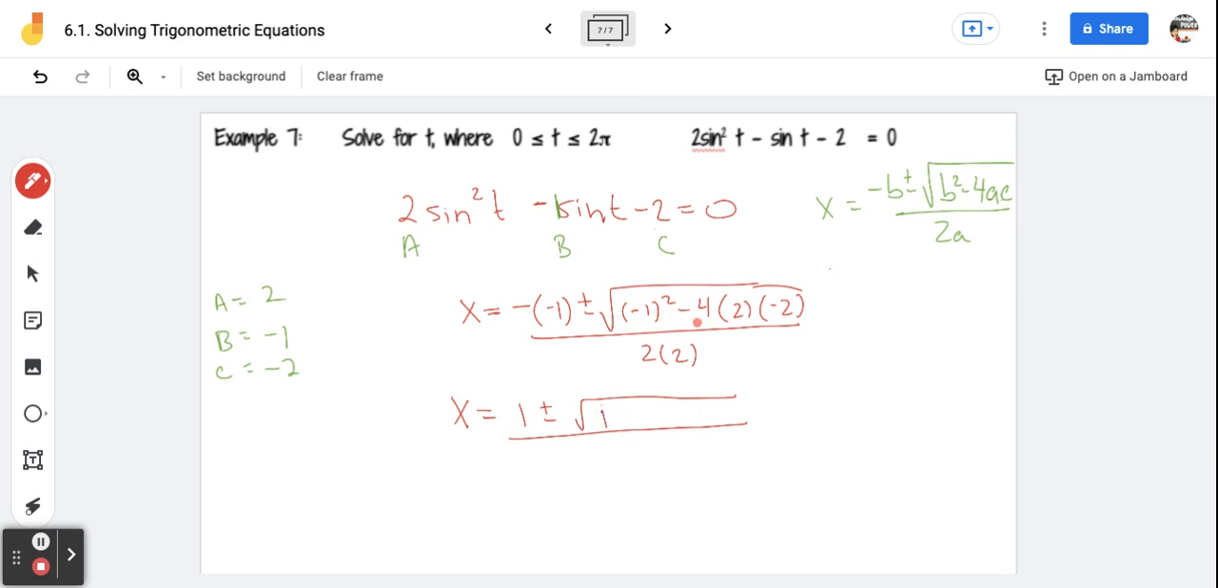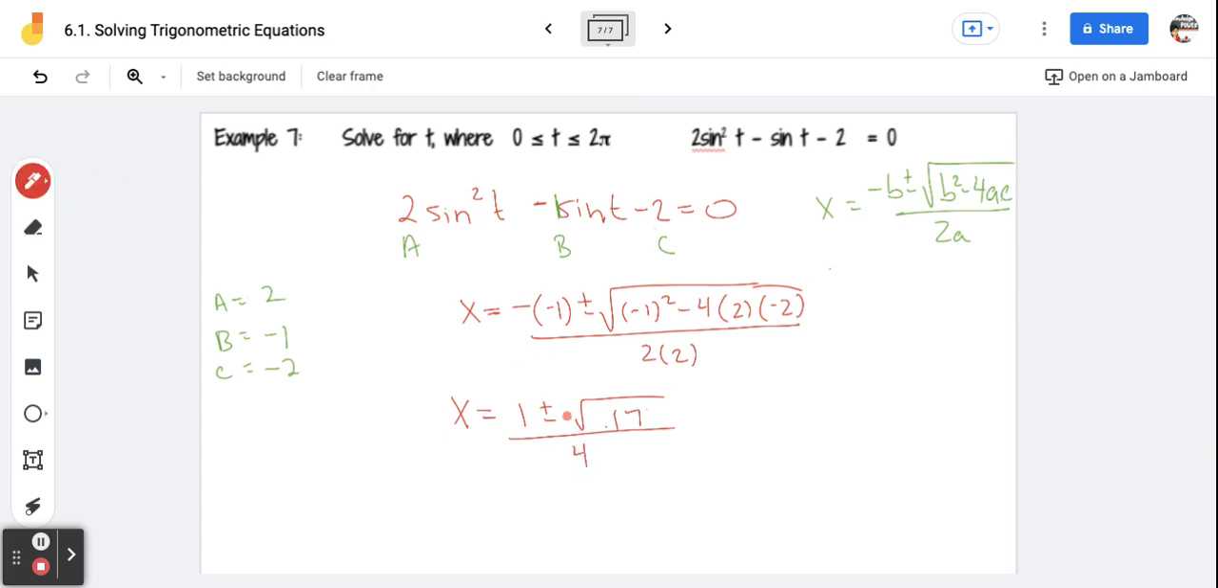So I'm going to go ahead and write it down. And this is going to be -4 times 2 is -8. -8 times -2 is going to be +16. So it's going to be 1 plus 16, so why don't I just go ahead and make that 17. Save myself a lot of writing there. All right, so 1 plus the square root of 17, and that's all over 2 times 2, which is 4.